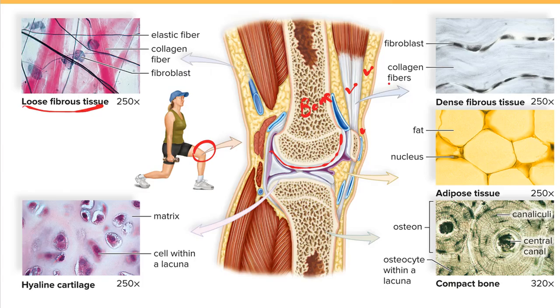Loose fibrous connective tissue just under the skin, hyaline cartilage found in joints, compact bone, which is a connective tissue, and adipose tissue. So we can find different types of connective tissue in our body.